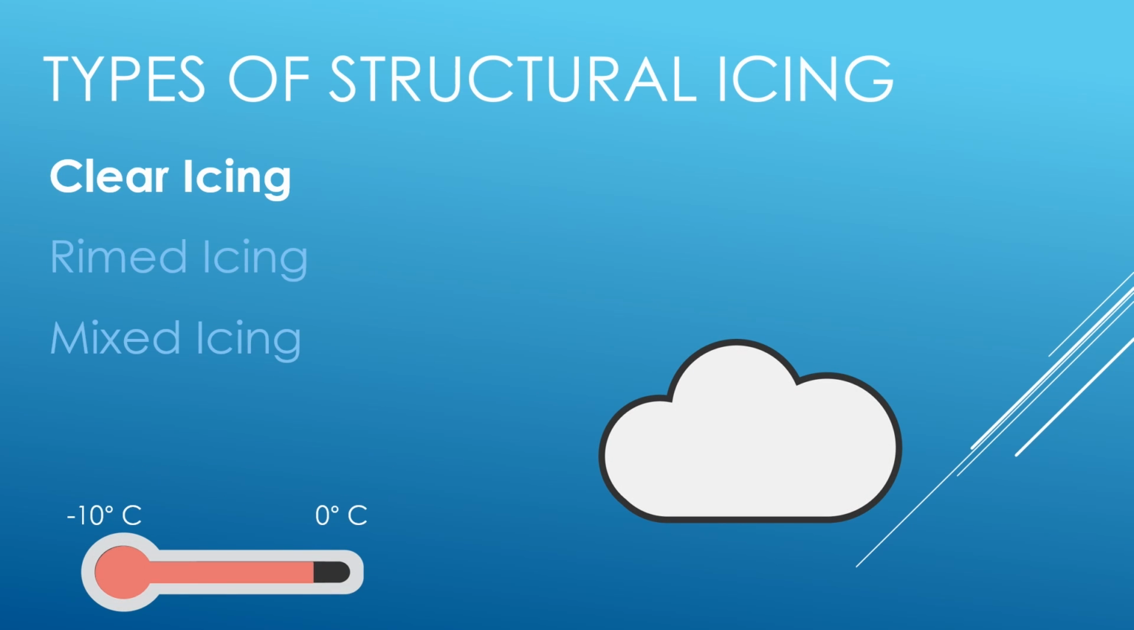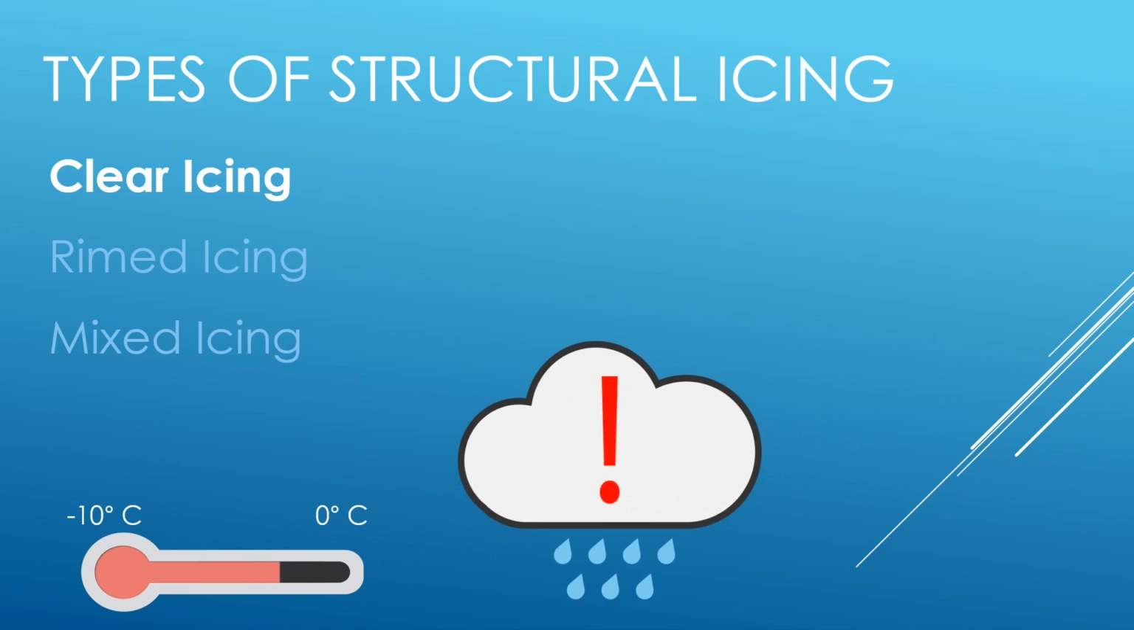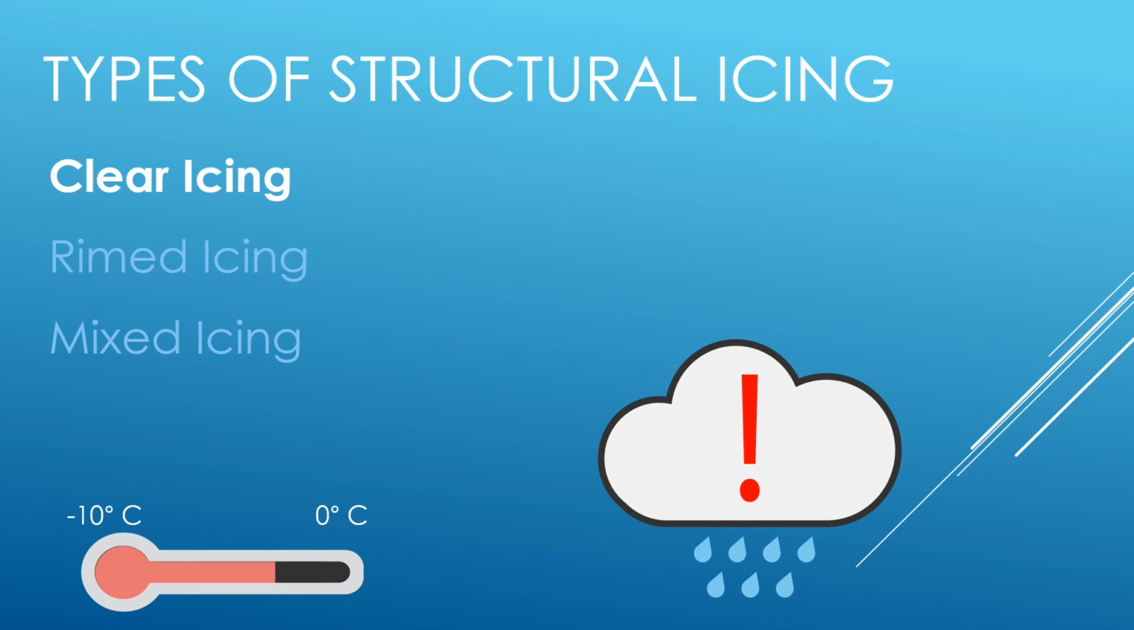Clear icing forms in the presence of visual moisture such as precipitation, fog, or a cloud, typically at temperatures from 0 degrees Celsius to -10 degrees Celsius. It forms from supercooled water droplets in clouds and in freezing rain beneath the temperature inversion layer. Clear icing is the most dangerous type because it's difficult to see when it's accumulating. It can accumulate rapidly, and it can form on areas of the aircraft that don't have ice protection systems.